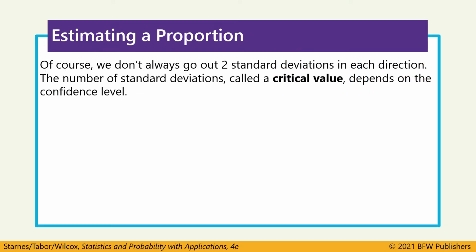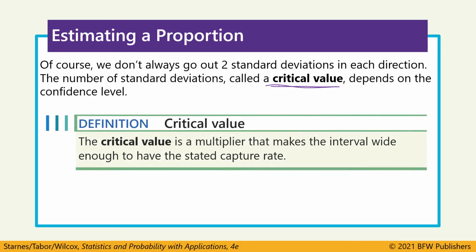Now that 2 in the empirical rule is actually just an estimate, and we're not always going to go out 95% for 2 standard deviations. That can change, and it's going to change with what's called a critical value. That will depend on the confidence level. So the critical value is a multiplier that makes the interval wide enough to have that capture rate.